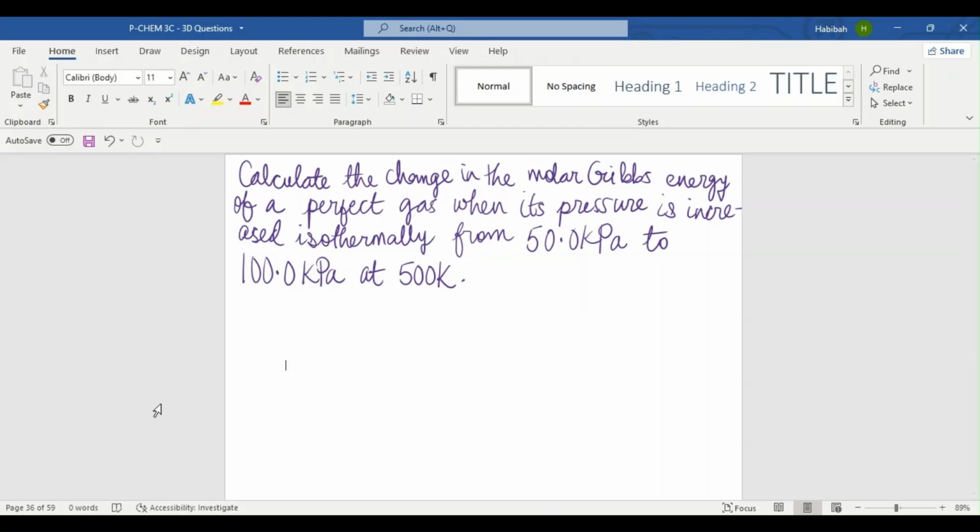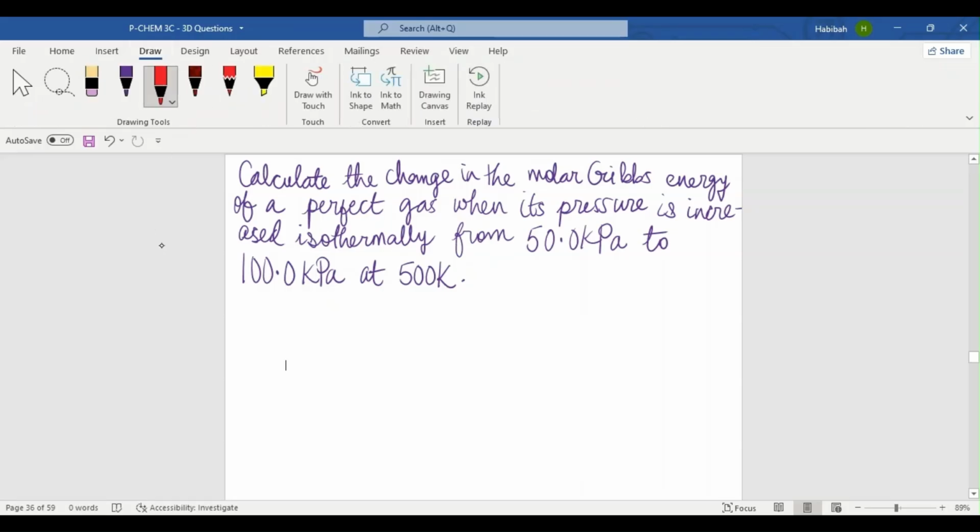So today we're going to be working on the question on the screen that says calculate the change in molar Gibbs energy of a perfect gas when its pressure is increased isothermally from 50.0 kilopascal to 100.0 kilopascal at 500 Kelvin. So the first thing we have to do is write out the parameters. So I'm going to reread this and write that out.